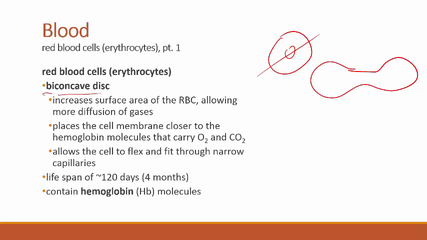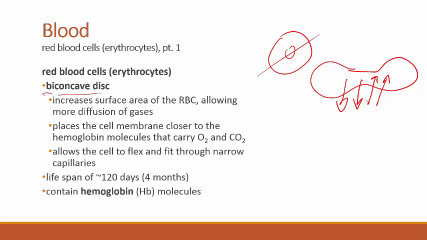And the function of these concave surfaces is to increase the surface area of that red blood cell so that more gases can diffuse across the cell membrane, either oxygen coming in or oxygen leaving, depending on where the red blood cell is, or CO2 coming in and CO2 leaving, again depending on the location of the red blood cell. So by having this biconcave disc, it places that cell membrane closer to all the hemoglobin molecules that fill up the red blood cell.